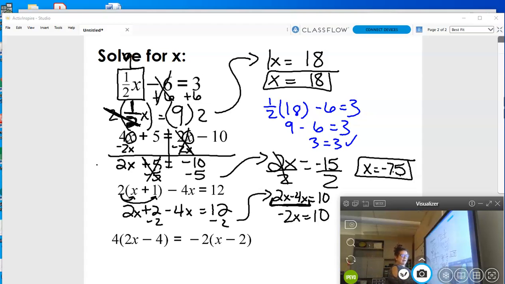And the nice thing about that is now we just have negative 2 times x equals 10. When I think about canceling out multiplication, I will divide. So I'll divide by a negative 2. We should get negative 5 here as our final answer.